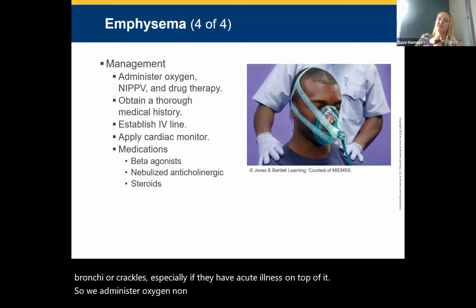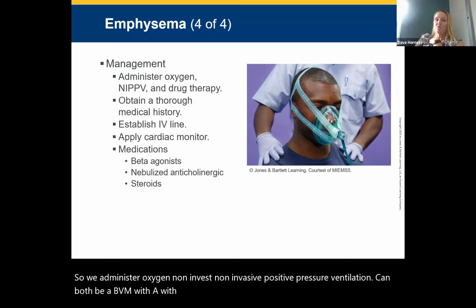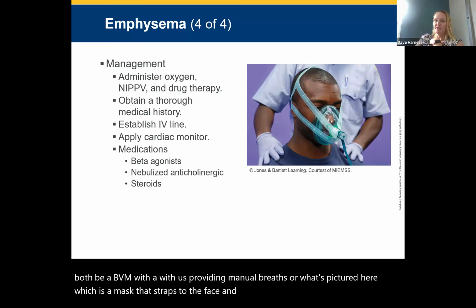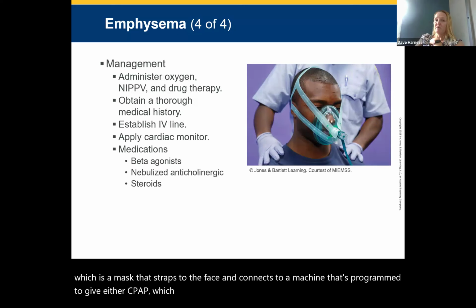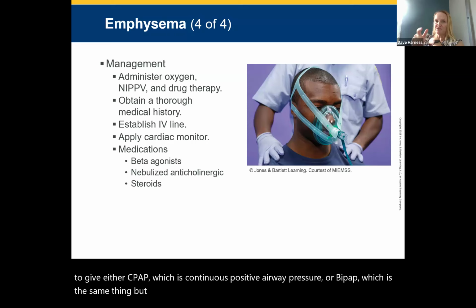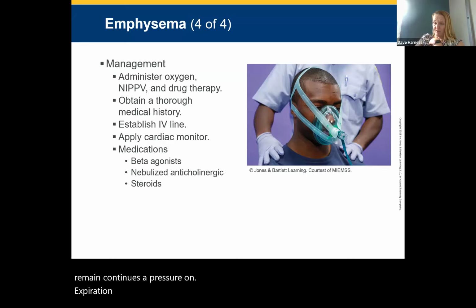Non-invasive positive pressure ventilation can be a BVM with us providing manual breaths, or what's pictured here, which is a mask that straps to the face and connects to a machine that's programmed to give either CPAP, which is continuous positive airway pressure, or BiPAP, which is the same thing but with two different levels, like a higher pressure for inspiration and a lower continuous pressure on expiration. We don't currently have that capability.